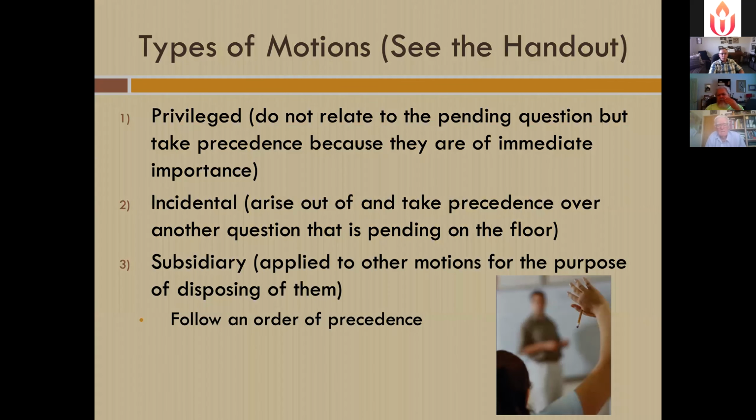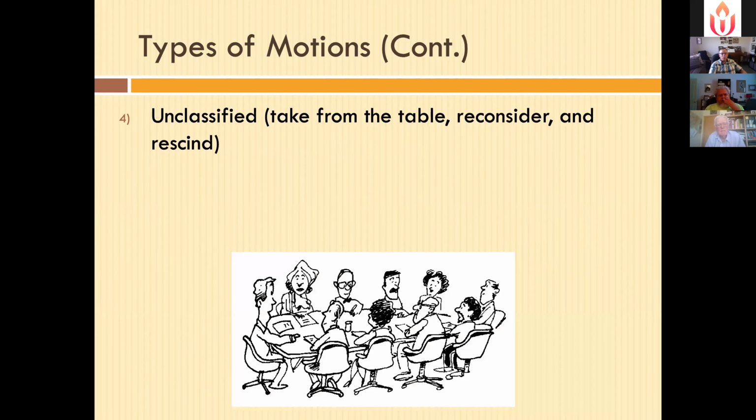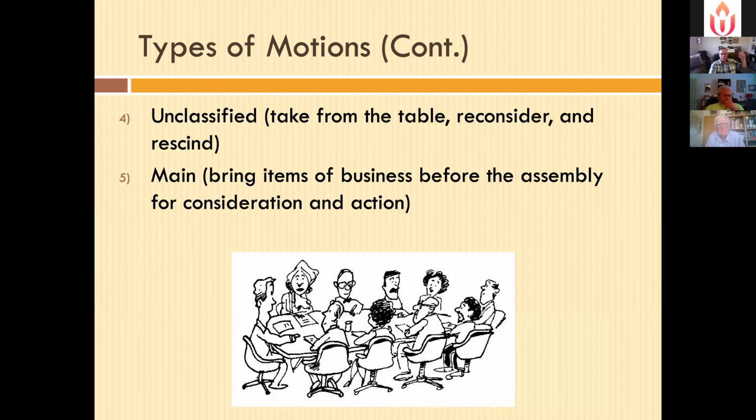Then there's another group called the unclassified. Take from the table, reconsider, and rescind motions that have already passed. They fit in that group. And then the main motion itself, anything that brings an item of business before the assembly, like I move that we accept the proposed budget. That would be a main motion. The most common main motion we'll have at a membership business meeting, at least the annual one.